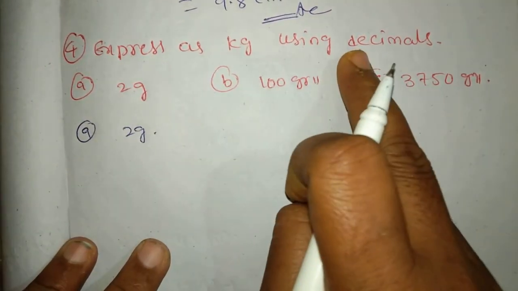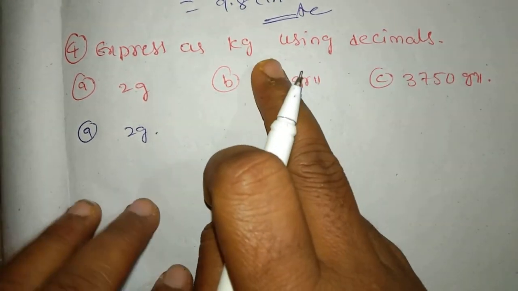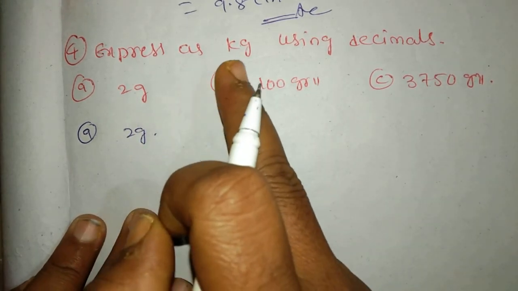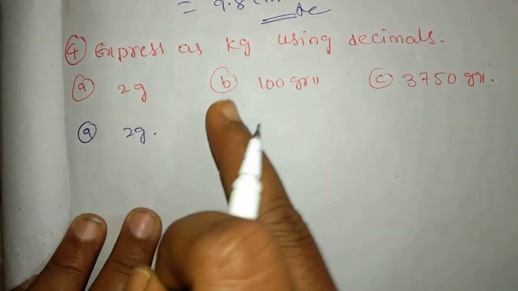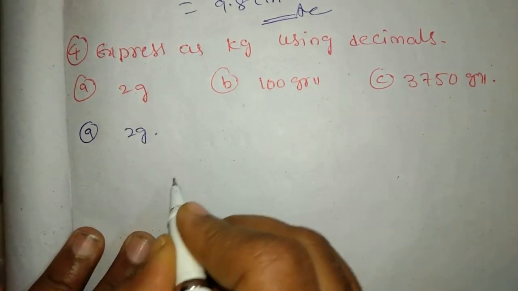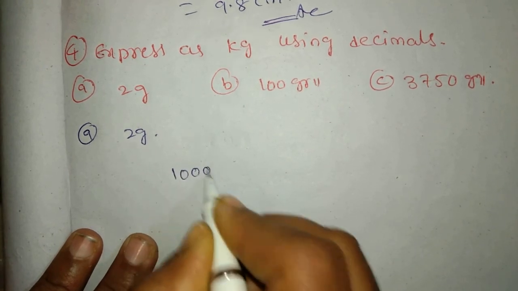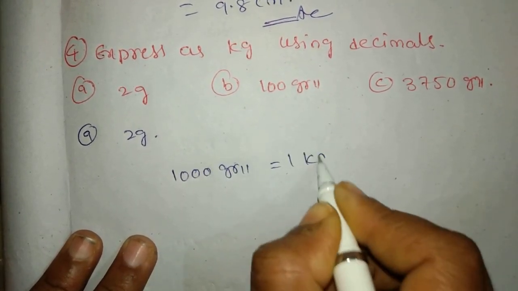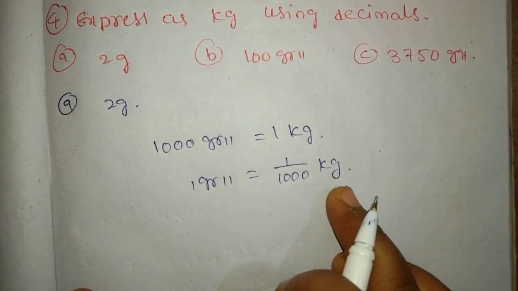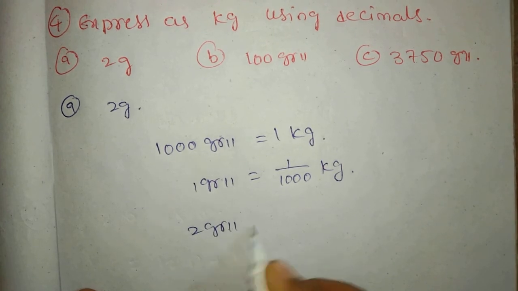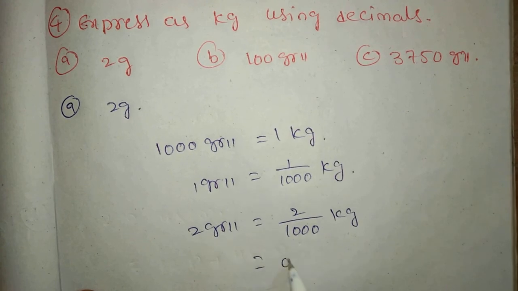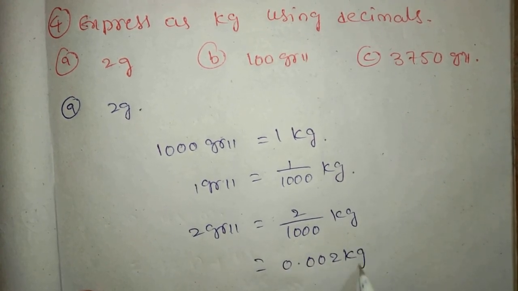Express as kg using decimals. Kg means kilograms. First, grams are given, we convert grams into kilograms by using decimals. First, 2 grams. As we know that 1000 grams is equal to 1 kilogram. 1 gram is equal to 1 by 1000 kilogram. Similarly, 2 grams is equal to 2 by 1000 kilograms. This can be written as 0.002 kilograms.